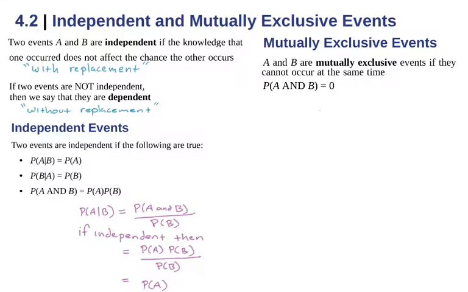Mutually exclusive, meaning that they cannot occur at the same time. And here's another mathematical way to just kind of check that. The probability of A and B should equal 0 because they can't occur. They have nothing in common.